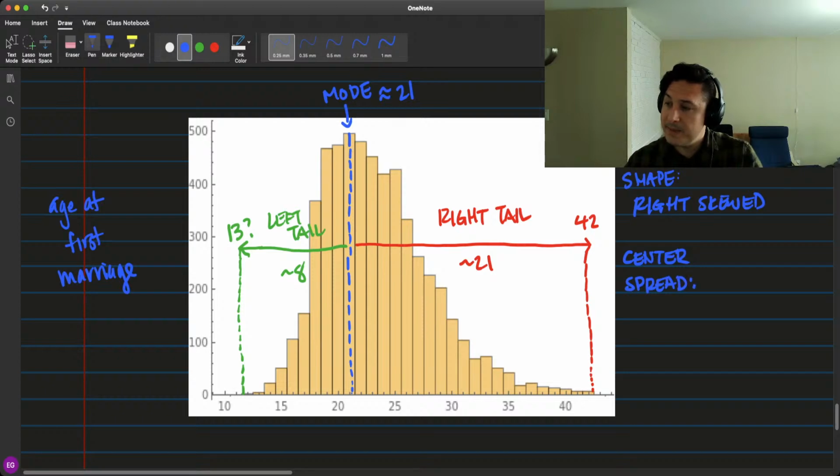So remember I was saying, depending upon the shape, you'll use different measures of center and spread. So because the shape is skewed, what's the measure of center that we're going to look at?